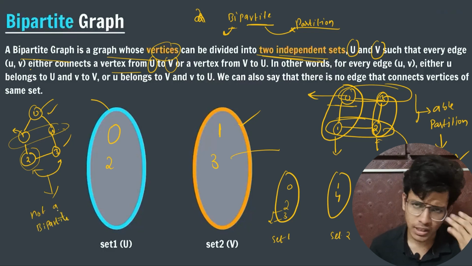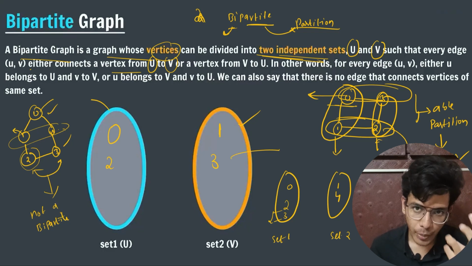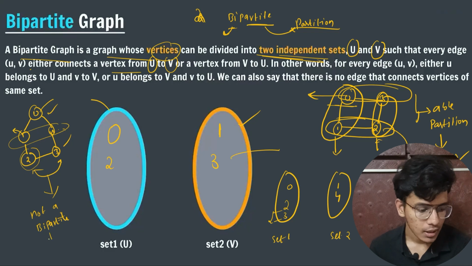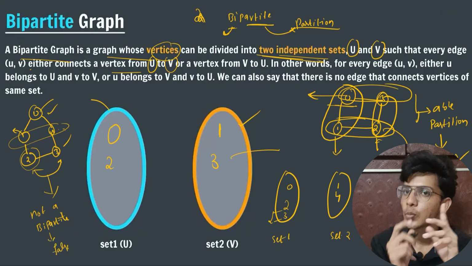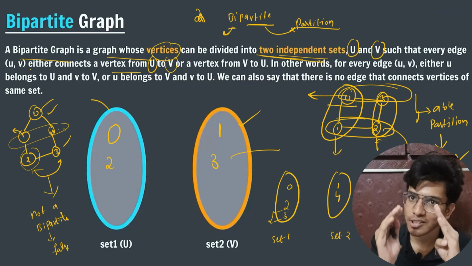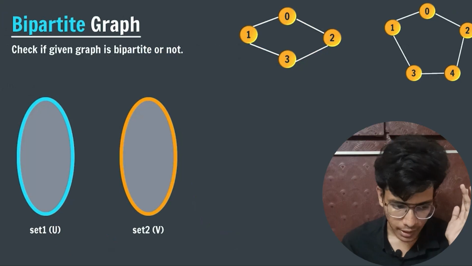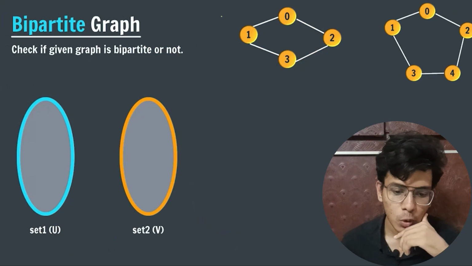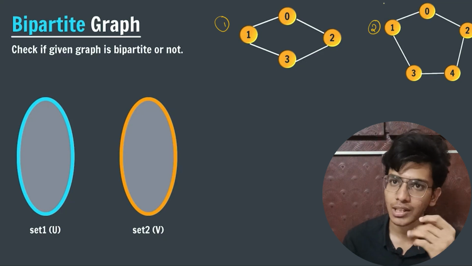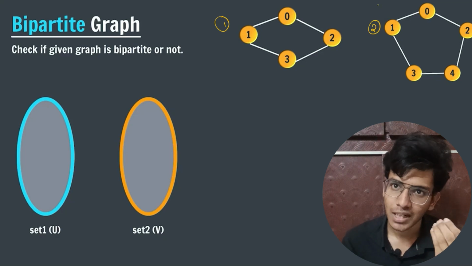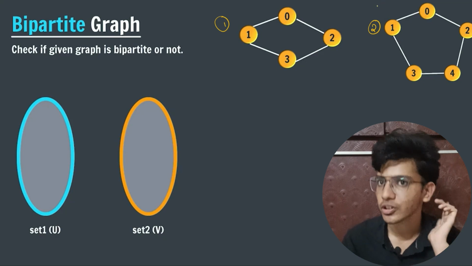So whatever algorithm I am creating to check whether the graph is bipartite or not, it should return false. I hope you got the logic. I hope you have understood the overall definition of a bipartite graph. Now here I am having two diagrams, diagram 1 and diagram 2, and I need to check whether the given graphs are bipartite or not. So first of all, pause the video, try it yourself, and after that continue with the lecture.